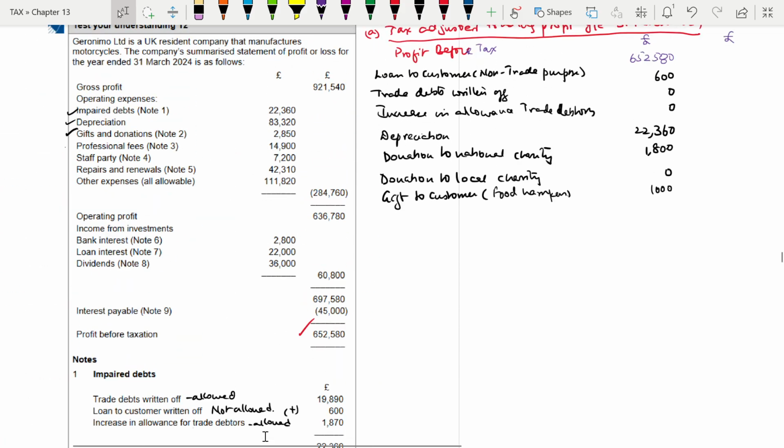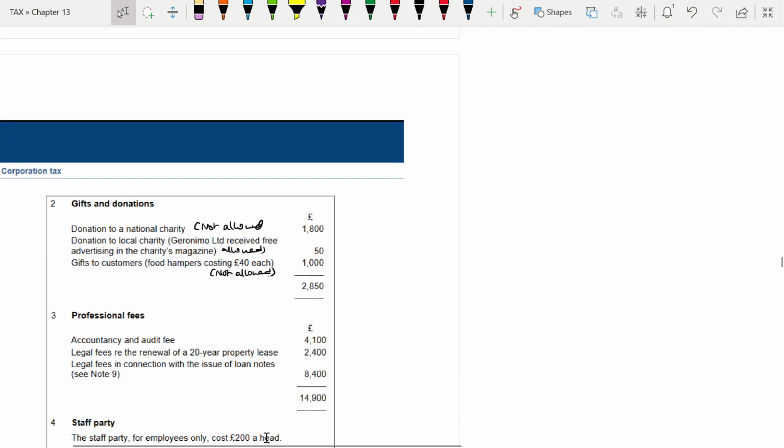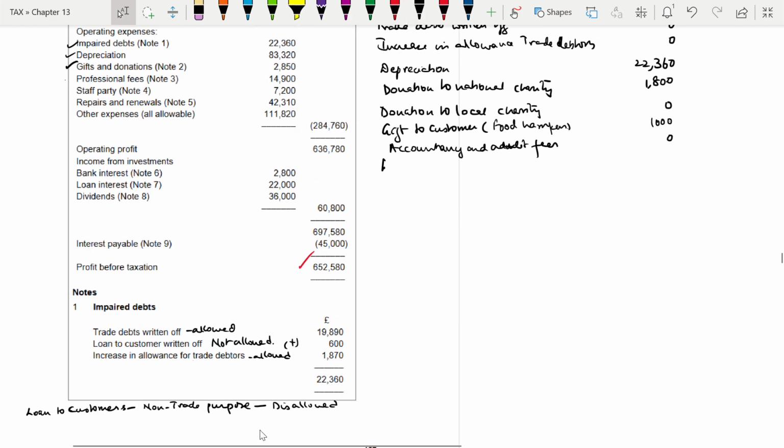Is that the loan used for trading purpose? For everything you will get marks. Getting my point? Every point they will give marks. This is the secret of taxation. That is the reason people will pass taxation, because if you put the correct one, you will get it. Okay, accountancy and audit fees. Allowed. If it is allowed, 0. Okay. Next, legal fees for renewal. Business expenses, right? Fees for renewal.